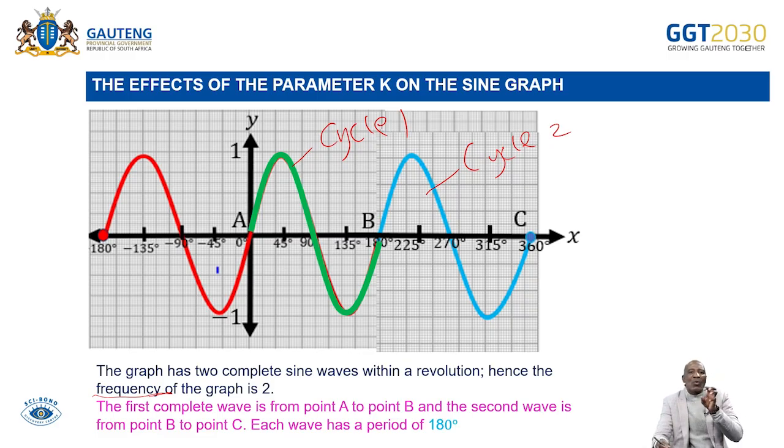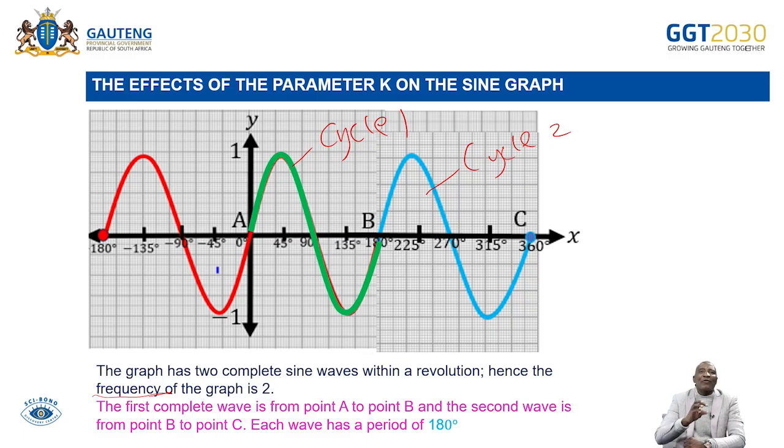So the first complete wave is from point A to point B. Then from point B to point C is another complete wave. And each wave has a period of 180 degrees. In other words, my graph is now completing its cycle faster than when it was a standard graph. In other words, we have increased the frequency of the graph. This is what we mean by increasing the frequency of a particular graph.